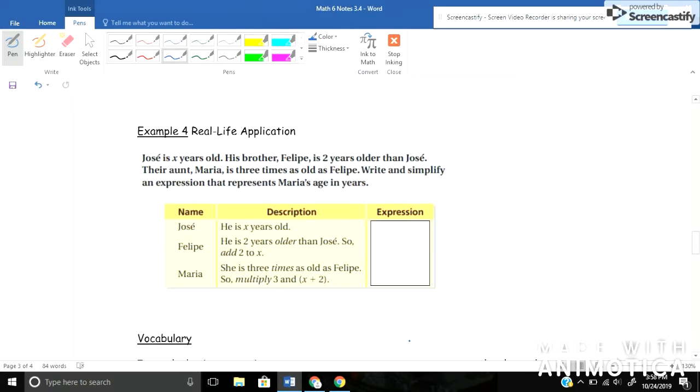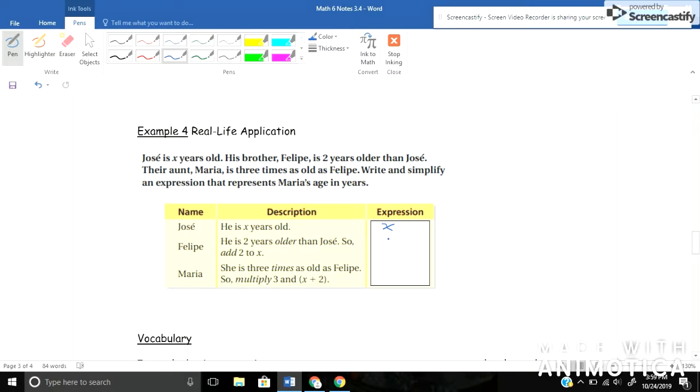All right, example 4 is a real life example. It says Jose is X years old. His brother Felipe is 2 years older than Jose. Their aunt Maria is 3 times as old as Felipe, right? And simplify an expression that represents Maria's age in years. Kind of a mouthful there, okay? Well, it starts off and it tells us that Jose is X years old, okay? So here's the description of that person. How can we write that as an expression? Well, that's pretty easy. We just write it as X, okay?